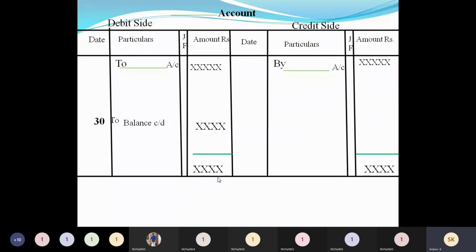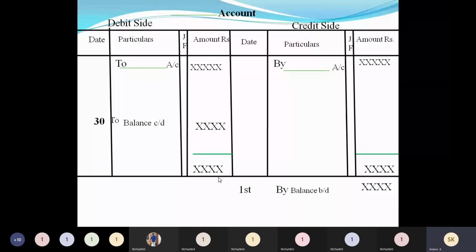Okay, and this amount should be forwarded to the next month. On first of next month, whatever may be the month I am taking here, you are going to show it on credit side as BY balance brought down, and amount you are going to show in the amount column. So this is what it is called as balancing of an account.